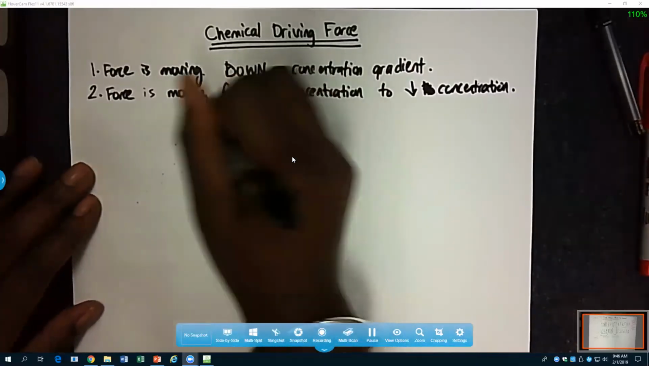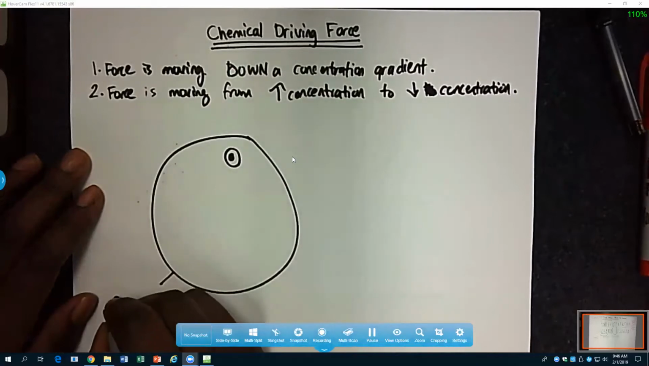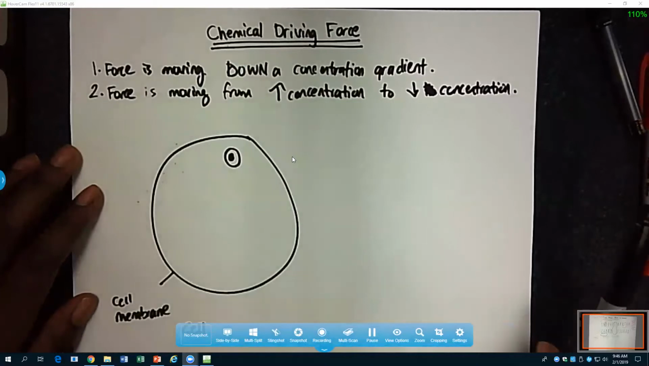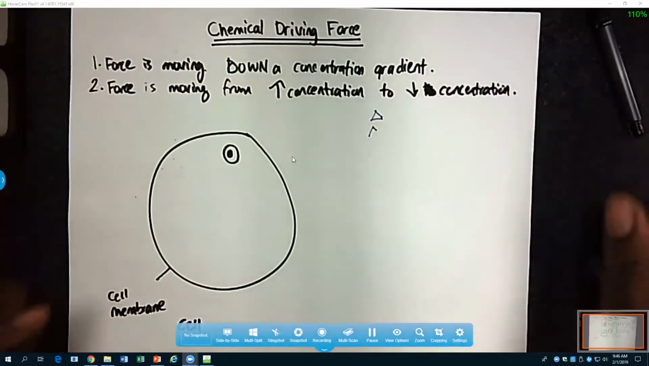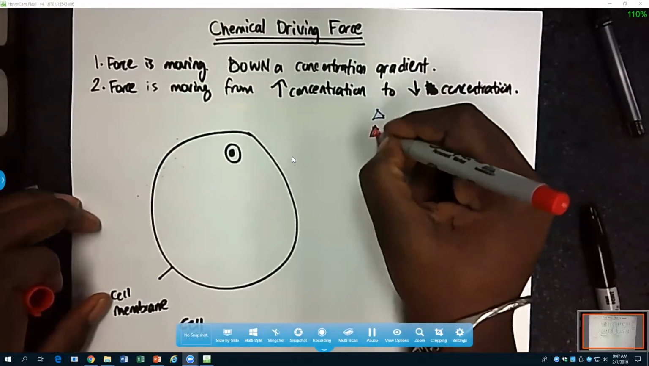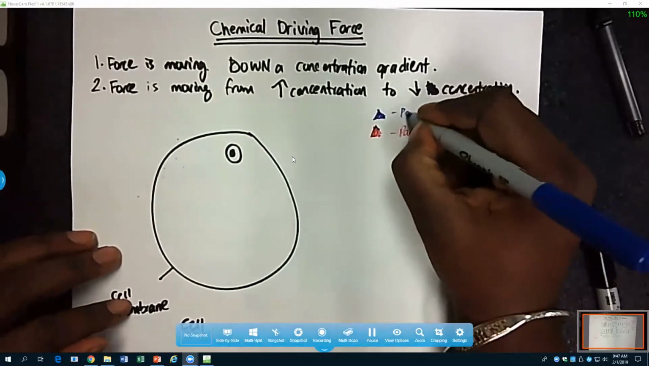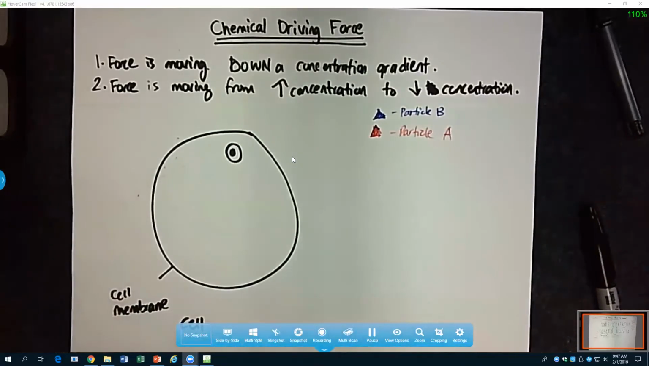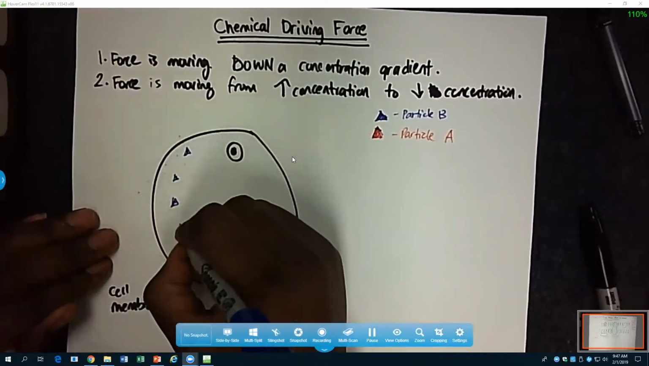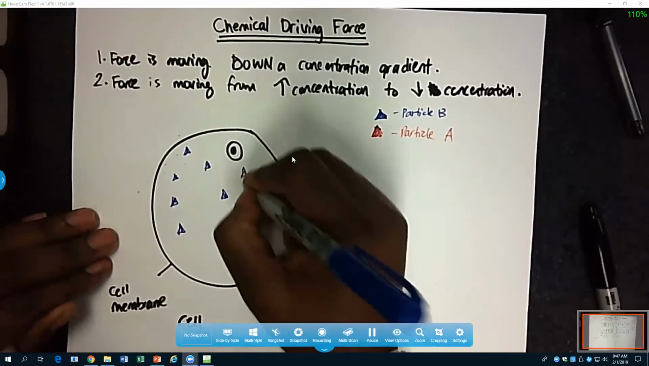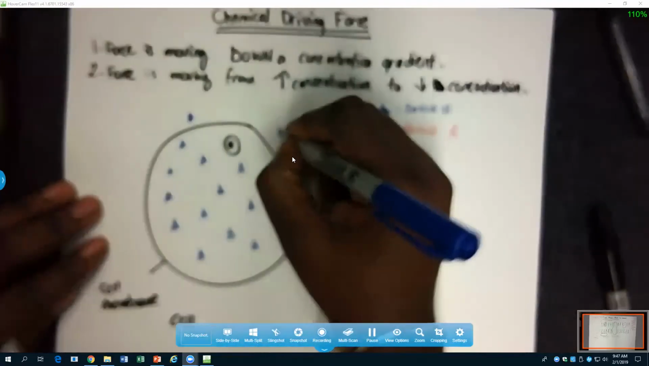Alrighty. So let's illustrate this here. We have a cell. Let's draw a little nucleus. All right, so this is our cell. This is our cell membrane. And we have two particles interacting across this cell membrane. So we have particle A and particle B. Now, on the inside of the cell, let's say we have lots of particle B. And we have very little particle B on the outside of the cell here.